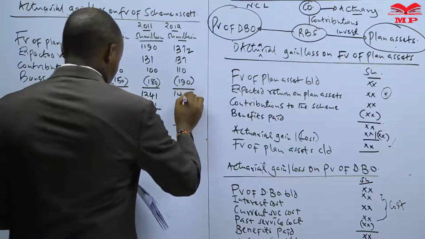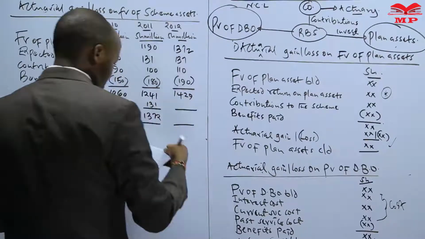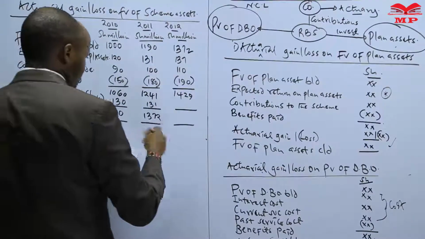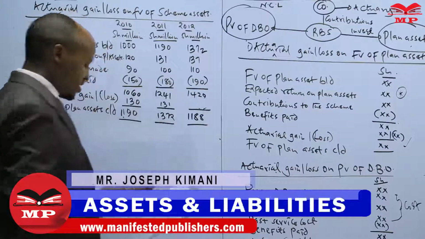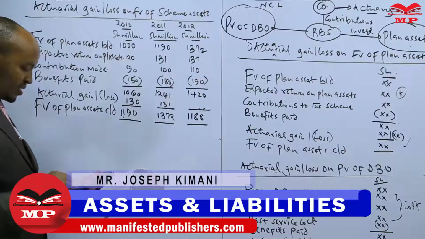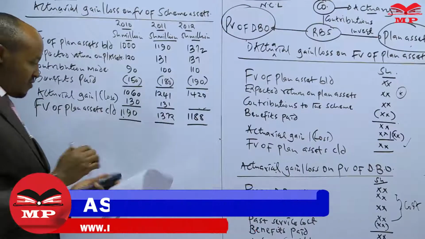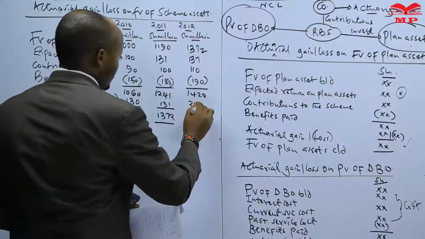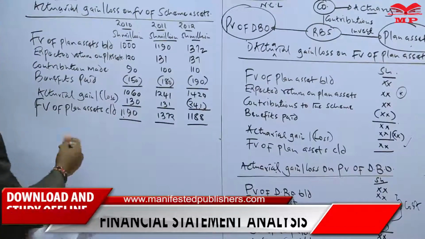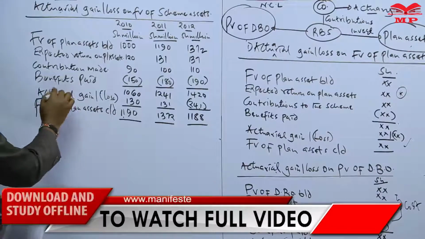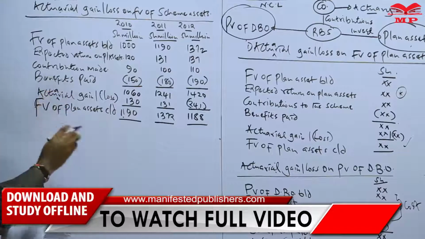190, we have 1429, and then we compare that with the fair value of the scheme asset at the end of the year. So 1188. If you compare the two, in our case, we will be able to see that we have a decrease of 241. Now that decrease of 241, therefore in our case, is an actuarial loss. So that's how we compute the actuarial gain or loss in respect now to the fair value of plan asset.